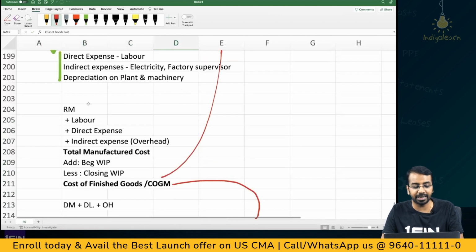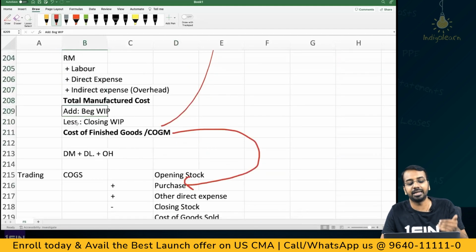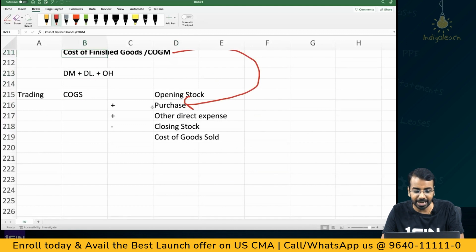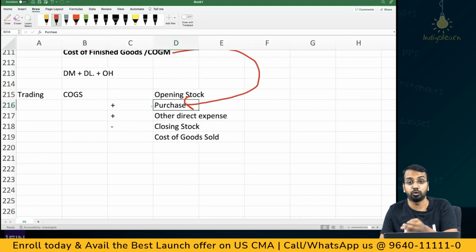If it is a manufacturing entity, you'll find out the manufactured cost, add beginning and less closing work in progress, you get cost of goods manufactured, and that you will put in place of purchases, you will get cost of goods sold, right? This, as I told you, we will understand in detail in the cost management chapter.